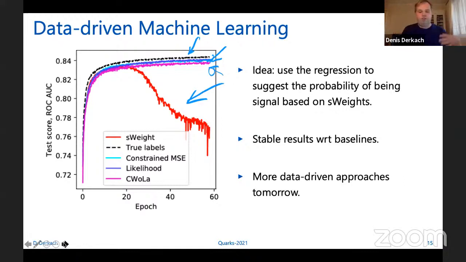So in general, data-driven machine learning can be done if you have any idea of how the signal and background are shaped in some observables. You will see more data-driven approaches tomorrow when Tom is giving a talk about the GANs.